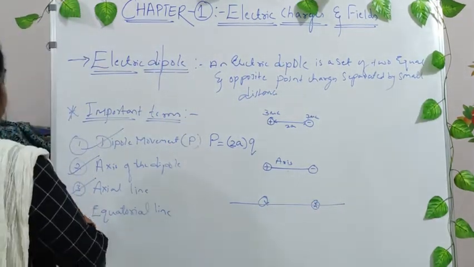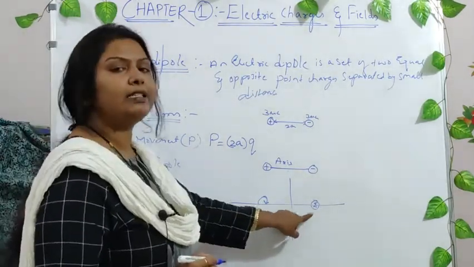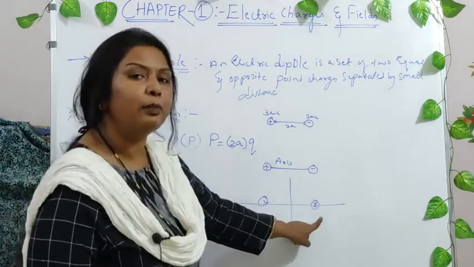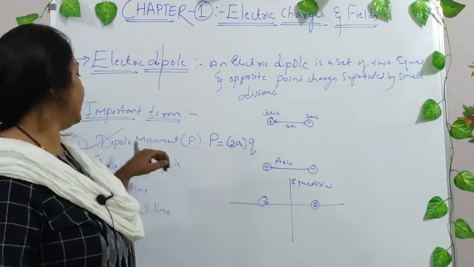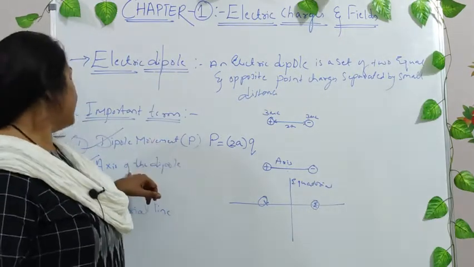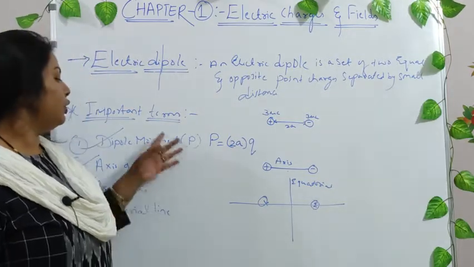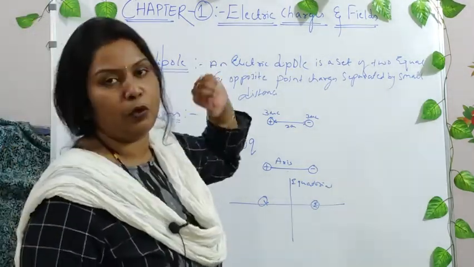Now what is the equatorial line? What do you mean by equatorial line? An equatorial line is a line drawn perpendicular at the center of the dipole. Now did you understand what dipole moment, axis of the dipole, axial line and equatorial line are? These four terms are very important when you deal with the electric dipole, right?